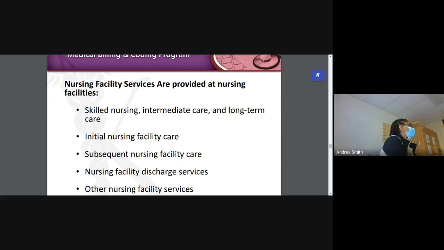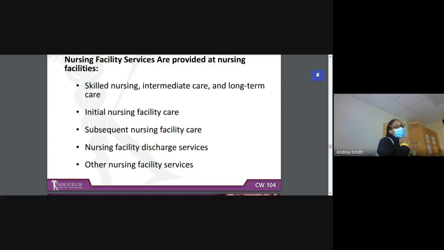Good job, we're almost done. Nursing facilities services are provided in nursing facilities. We are talking about nursing homes. So skilled nursing, intermediate care, and long-term care. You have your initial nursing facility care, subsequent nursing facility care, nursing facility discharge care, and other facility services.